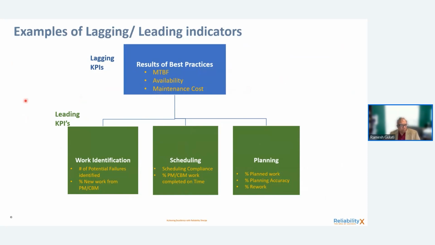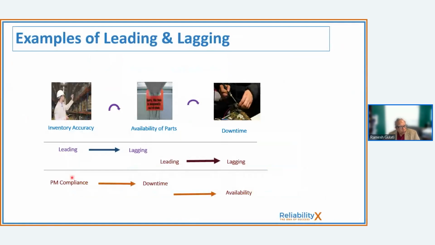Now, let's take two examples here. Inventory accuracy: what your parts are in the bin, the right number, and what you're looking for, the right parts are there. If that's right, availability of parts will be higher. So if inventory accuracy is leading, availability of parts is lagging. If availability of parts is leading, what's the impact? Downtime. If parts are the right number, what we need is there, then our downtime will go down or will be impacted.